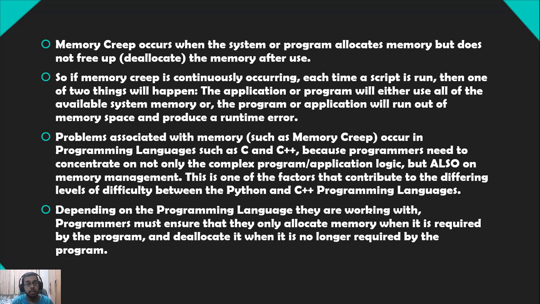Problems associated with memory, such as memory creep, occur in programming languages such as C and C++ because programmers need to concentrate on not only the complex program or application logic but also on memory management. This is one of the factors that contribute to the differing levels of difficulty between the Python and C++ programming languages. Depending on the programming language they are working with, programmers must ensure that they only allocate memory when it is required by the program and deallocate it when it is no longer required by the program.